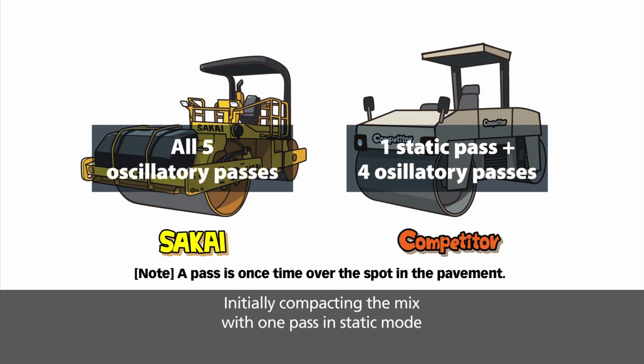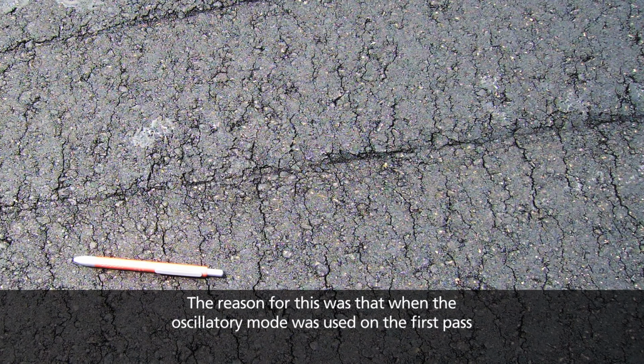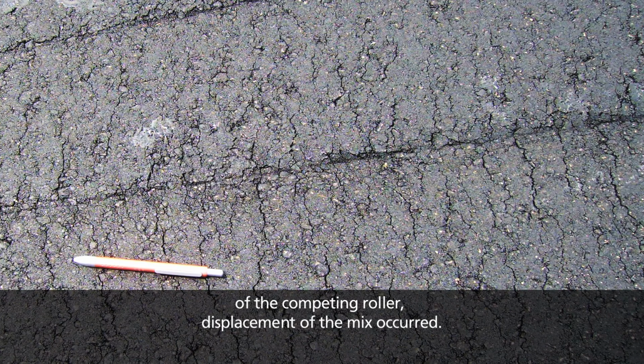Initially, compacting the mix with 1 pass in static mode was standard operating procedure for the contractor on this project. The reason for this was that when the oscillatory mode was used on the first pass of the competing roller, displacement of the mix occurred.